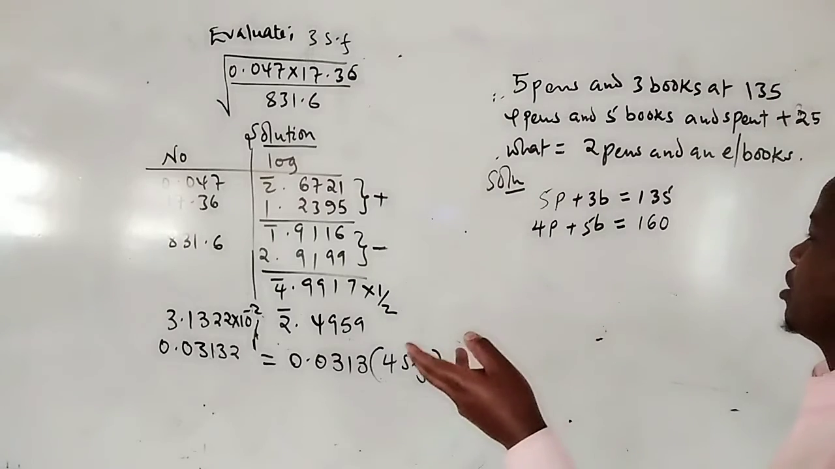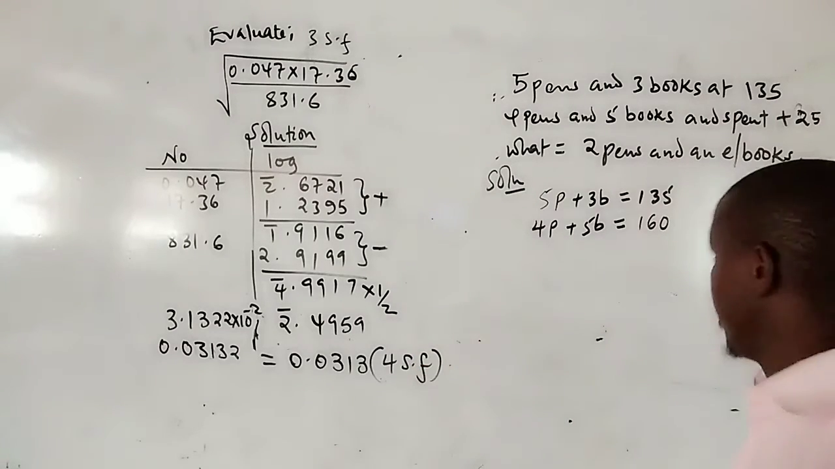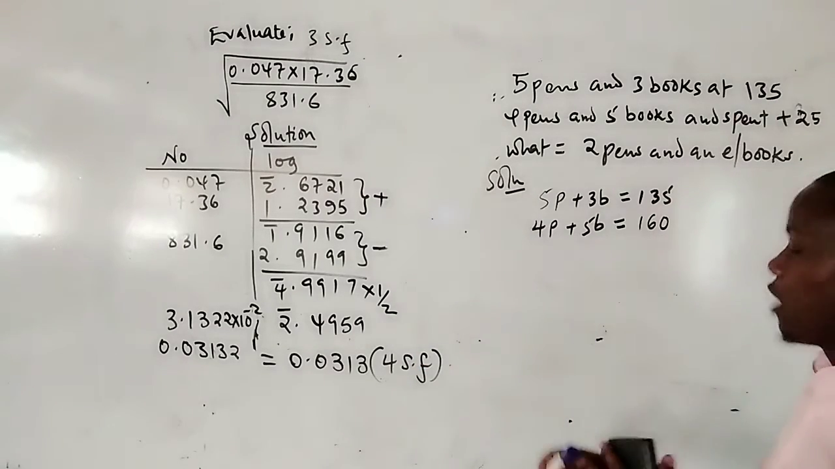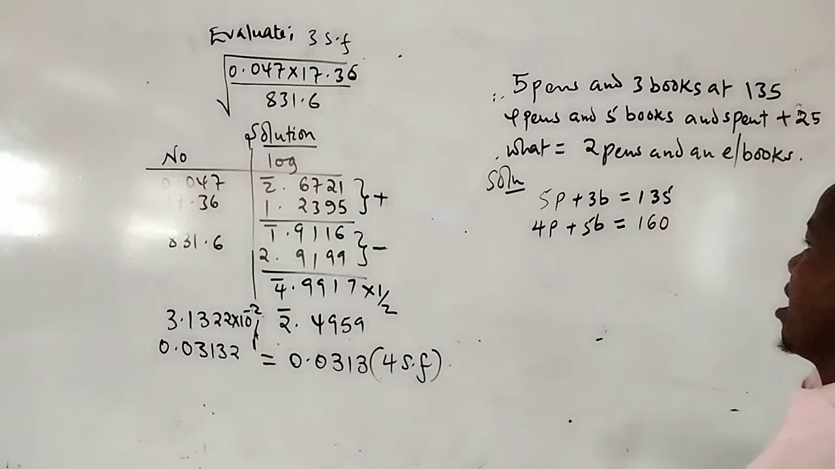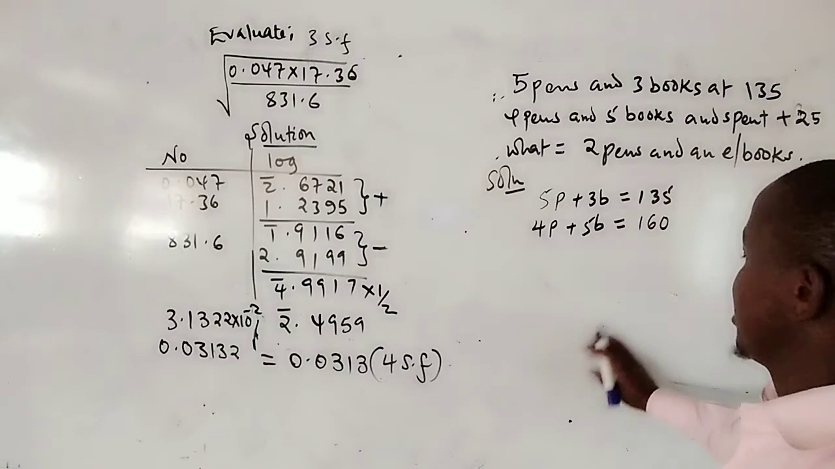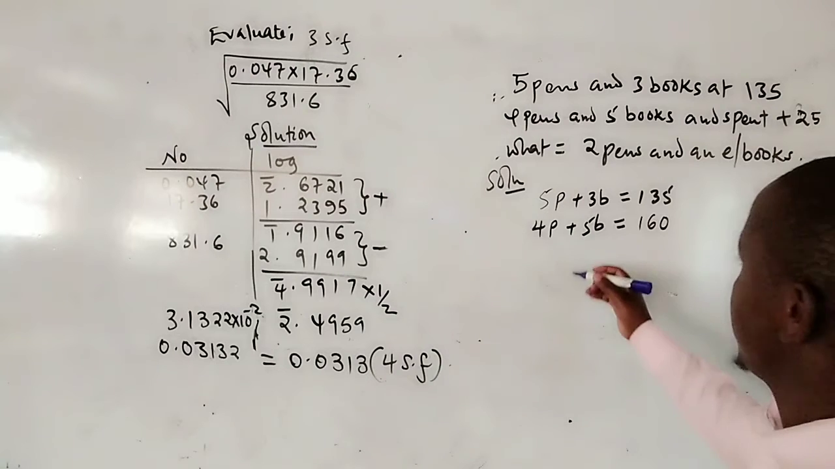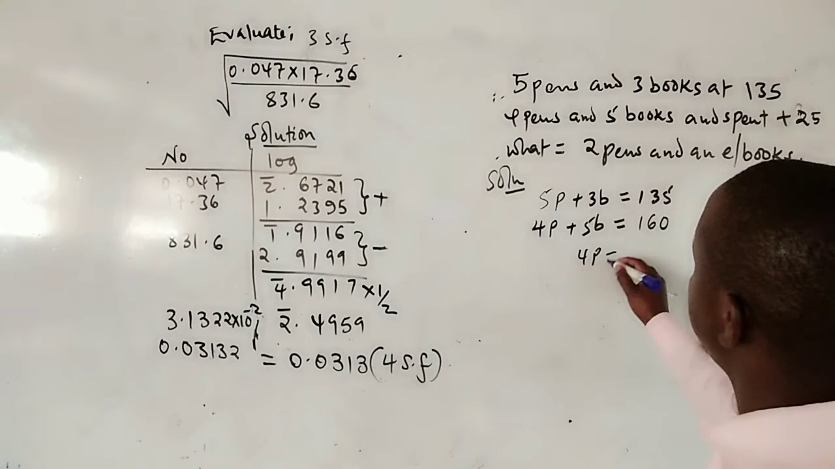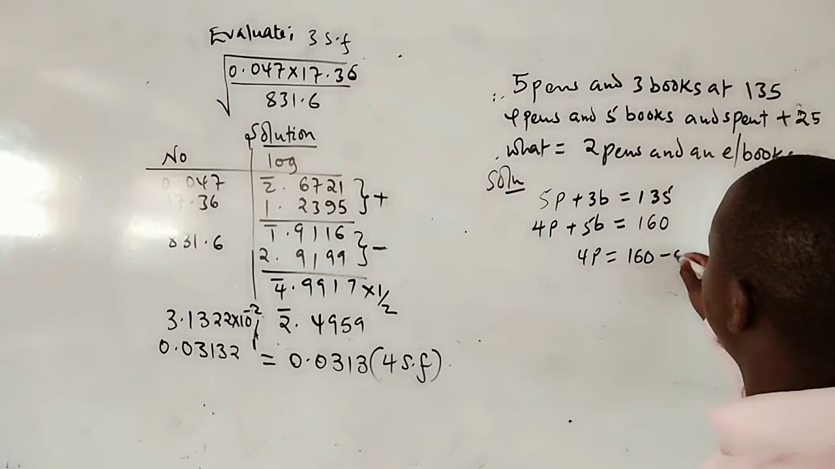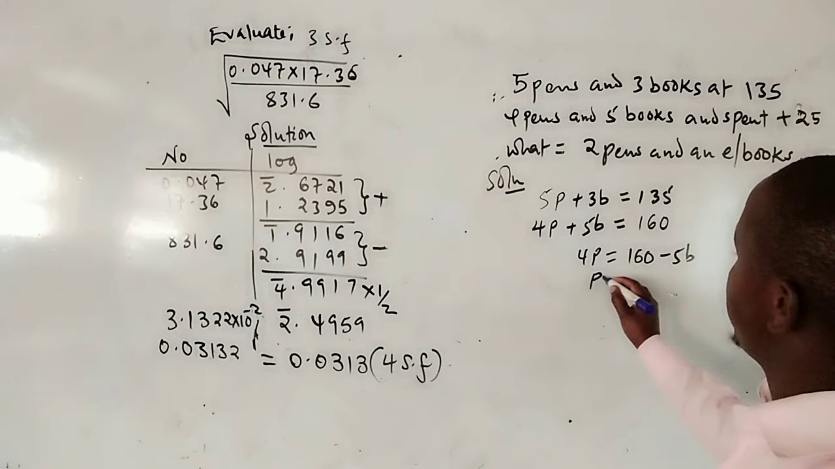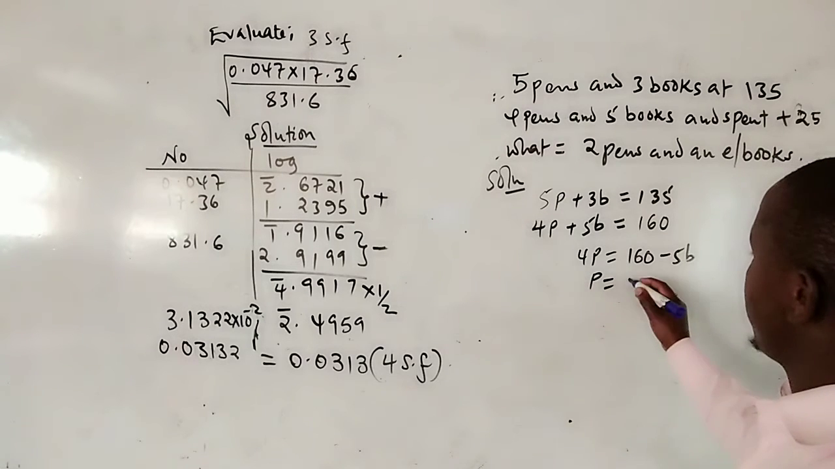Don't use a graph method. You can use the matrix method in book 3. Though the paper was set for form 2s, allow me approach it using the substitution. So we can have 4p being equal to 160 minus 5b, meaning p is equal to 160 over 4 is 40.